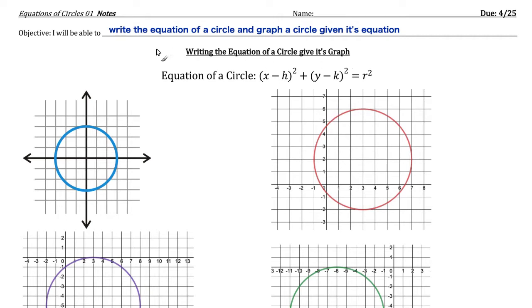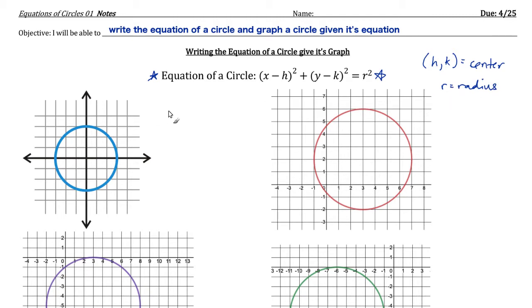So this is all about the equations of circles. Here's our equation of a circle: x minus h squared plus y minus k squared equals r squared. Well, let's back up. Let's do h and k first. H and k is the center of the circle, and r is the radius. Not r squared, just the r.